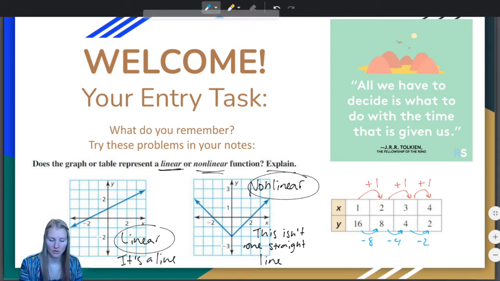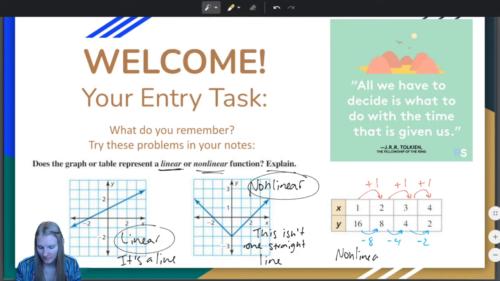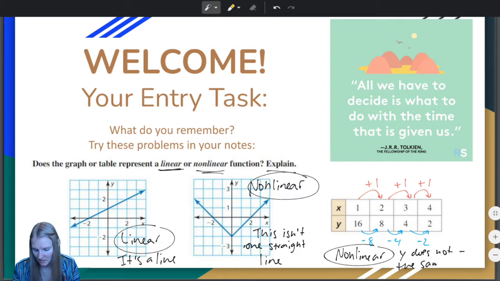But for now, we say this is non-linear because y does not subtract the same number. So y is not consistent in the numbers that we are subtracting. So linear has to be the same number. Okay, awesome. That was a little review from yesterday.